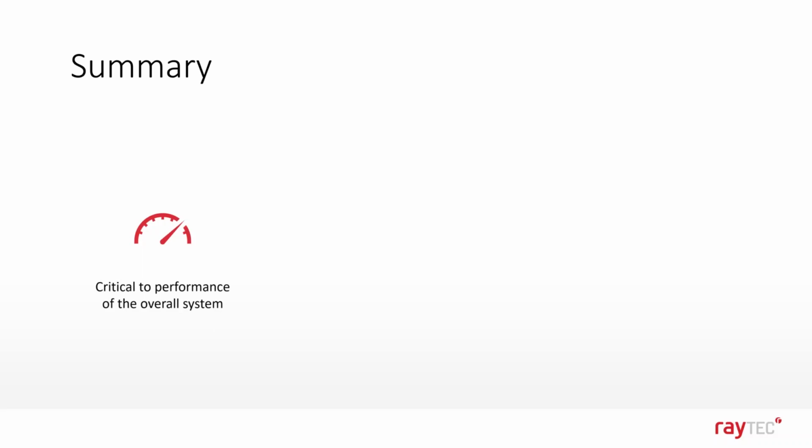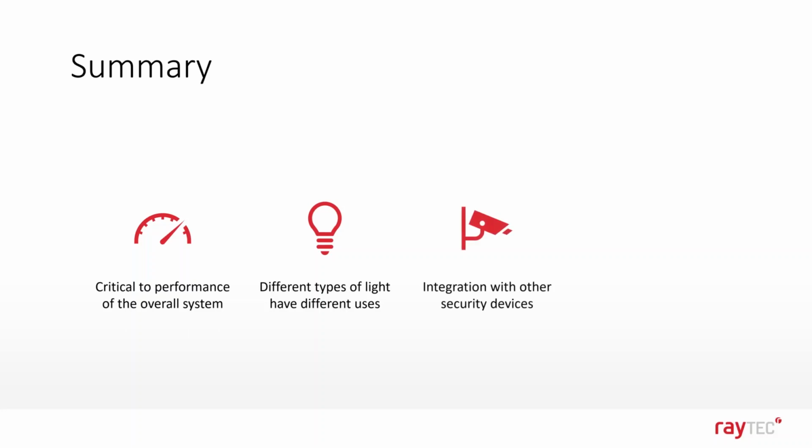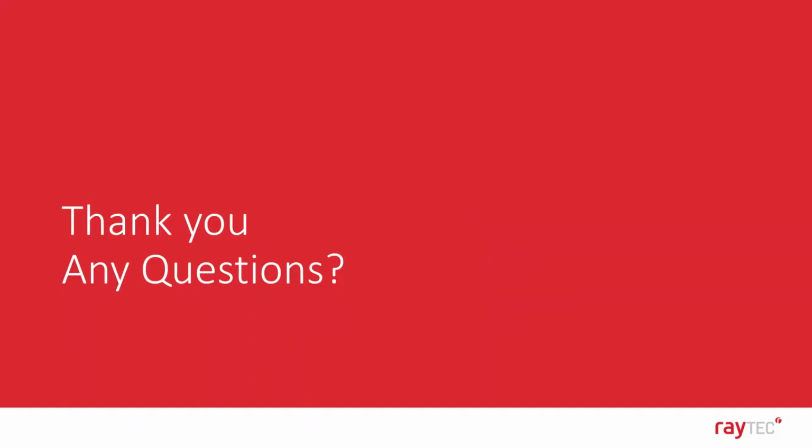So I'm just going to summarize everything we've talked about now. Lighting is critical to the performance of the overall system. We also looked at the different types of lights available and the benefits, how lighting can be integrated with other devices, and we also talked about the lighting design support tools available. So this comes to the end of this webinar.